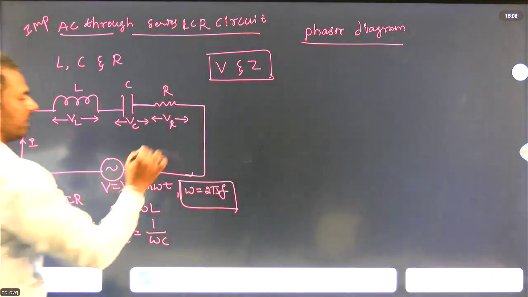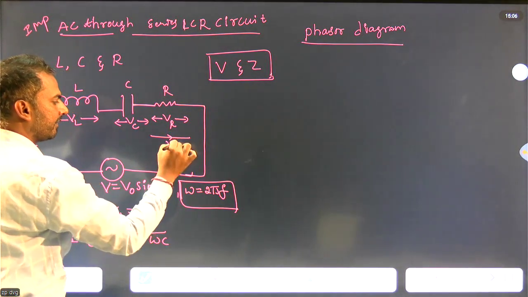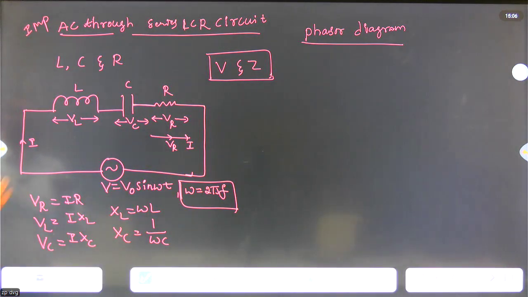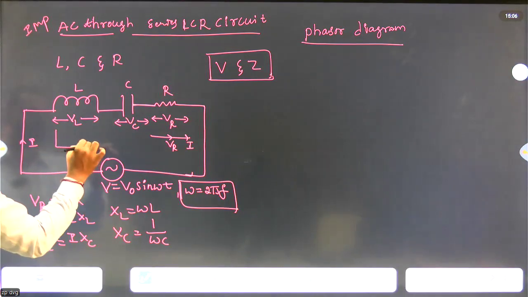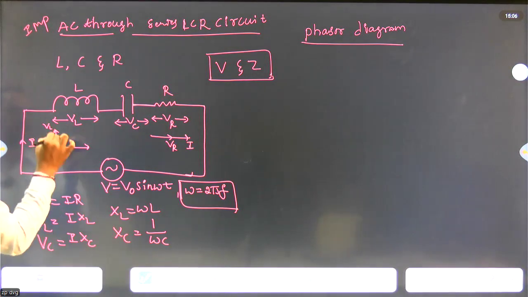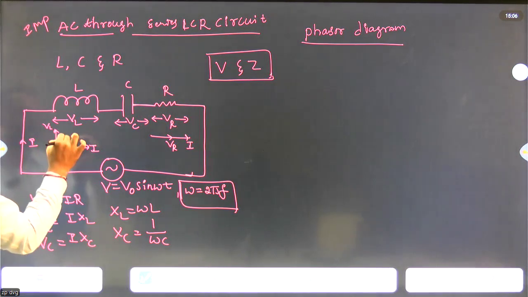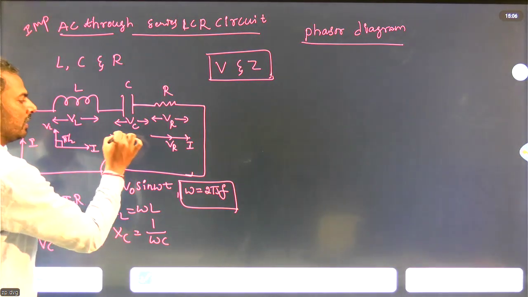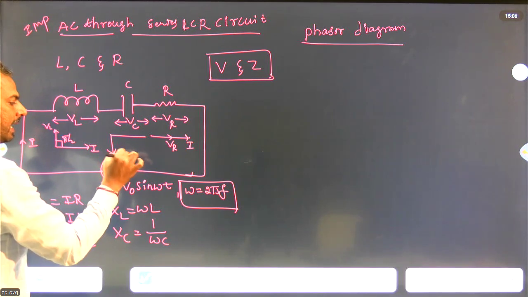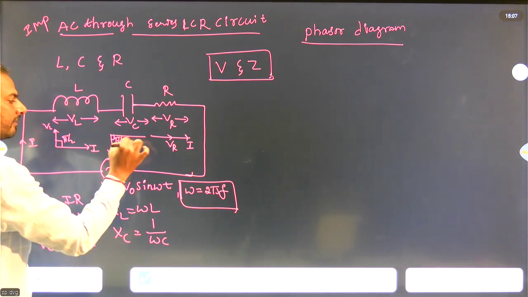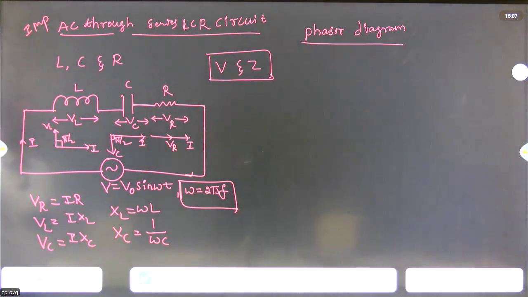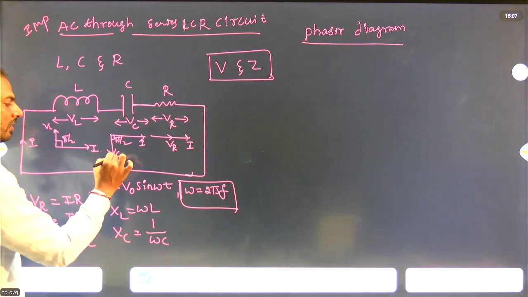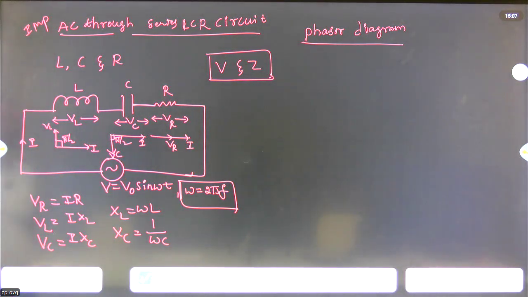So in resistor, what happens? Voltage across the resistor is in phase with the current. In inductor, what happens? Voltage across the inductor leads the current by an angle of pi by 2. In capacitor, voltage across the capacitor lags behind the current by an angle of pi by 2. Our current leads the voltage. Current leads the voltage by an angle of pi by 2.